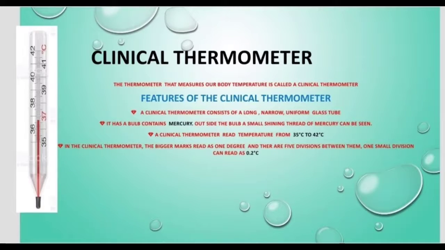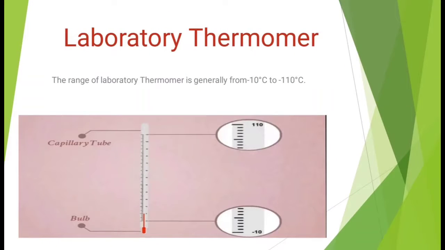Then we move on to the laboratory thermometer. The scale of a laboratory thermometer is generally from minus 10 degrees Celsius to 110 degrees Celsius. Same as the clinical thermometer, the laboratory thermometer also has a bulb containing mercury and a capillary tube. It has a Celsius scale. Laboratory thermometers are used in labs to determine the temperature of chemical substances.